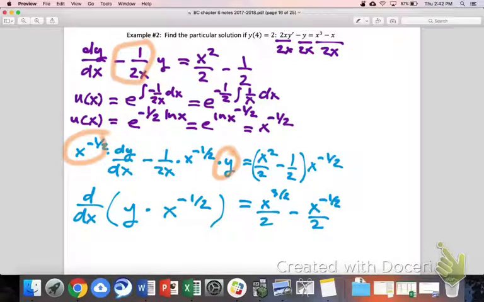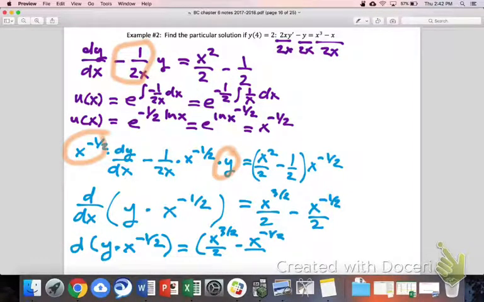Okay, so we would then separate out the differentials here. So you'd get d of this, that weird step, equals all of this stuff dx. And then we do our antiderivative. So antiderivative. This will give me yx to the negative 1/2 equals, let's see here, the 5/2. So I'm getting x to the 5/2 over 5. Is that right?